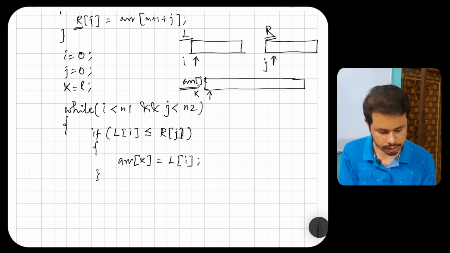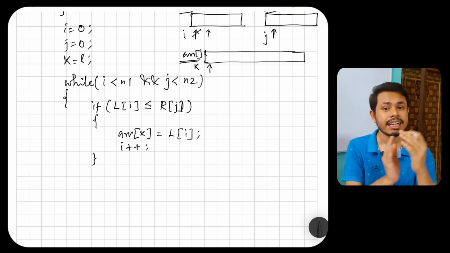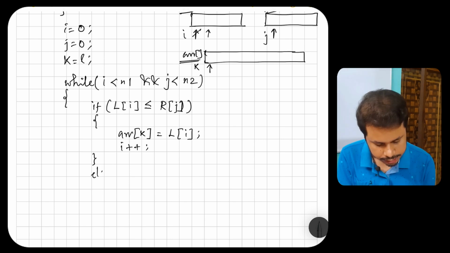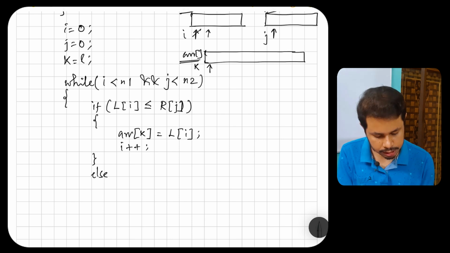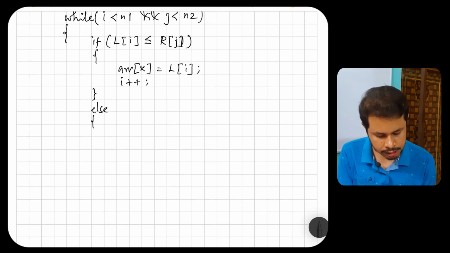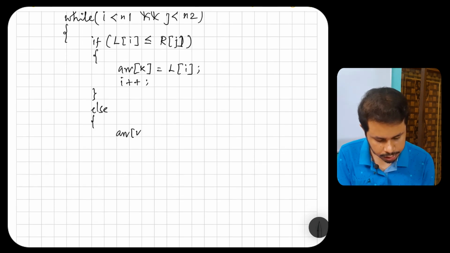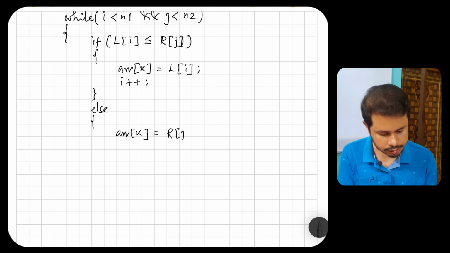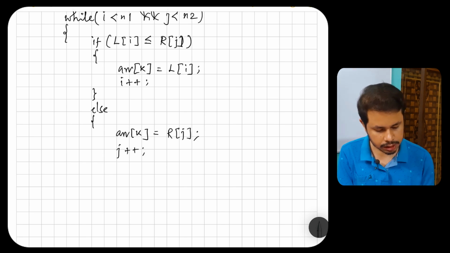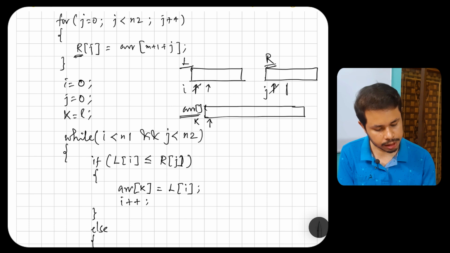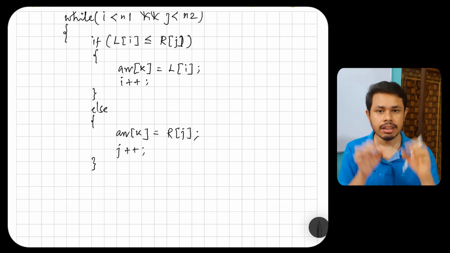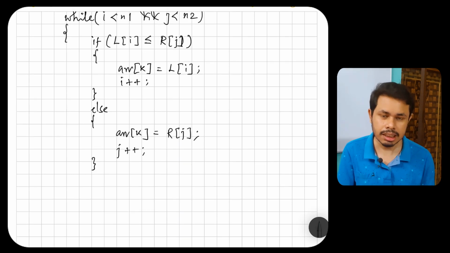We just put it here. What would be the else? It would be R of j greater than L of I. So we'll write just else. What would be the steps? Array of k should be equal to R of j, right? And we also increment this j plus plus, because we have taken this j value, we have to increment here. And from these two statements, if and else statement, only one will be executed.